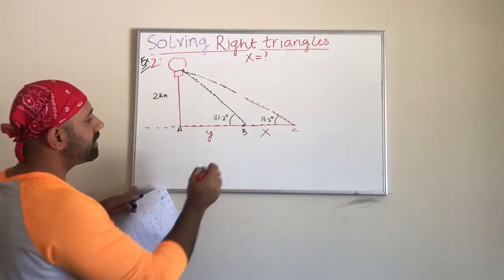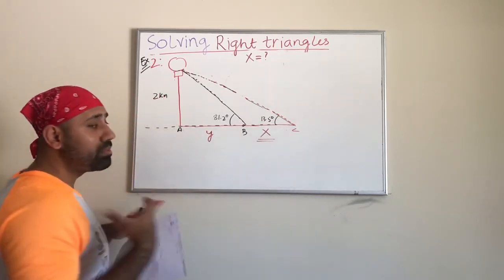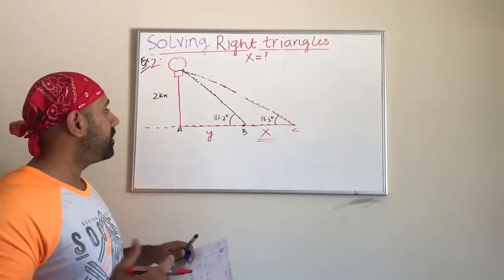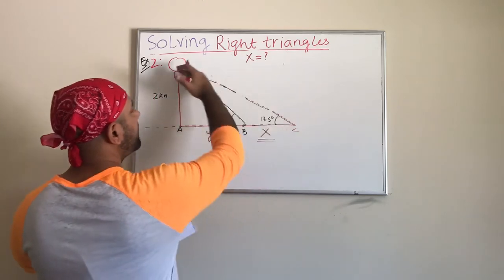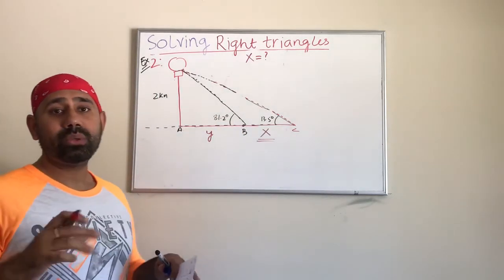Now in these two right triangles, our goal is to solve for x, so we have to use both the right triangles to figure this out. Again, guys, there's no use of hypotenuse. We don't need to figure out this distance. So there's no need for us to use sine or cosine.